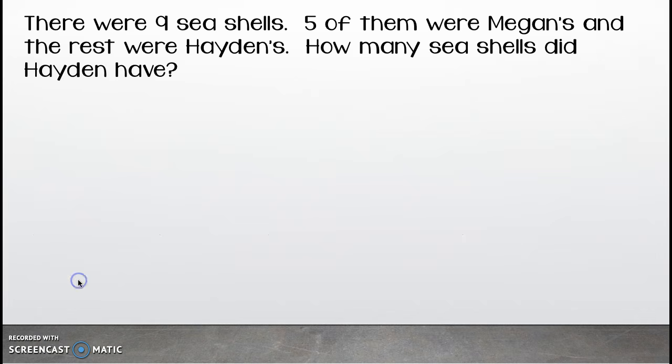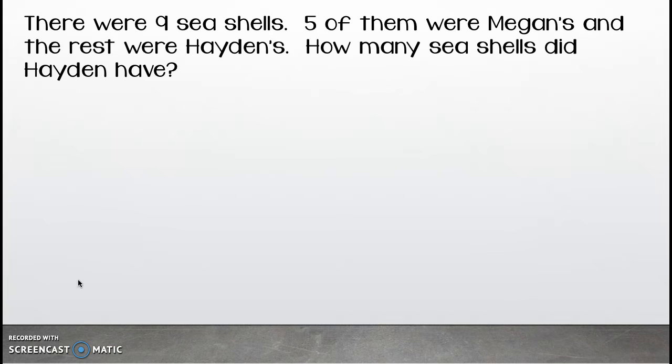Let me show you. There were 9 seashells. 5 of them were Megan's and the rest were Hayden's. How many seashells did Hayden have? The cool thing about our math lesson today is we're going to take everything we've been talking about showing our good thinking, and we're going to put it all into one problem.